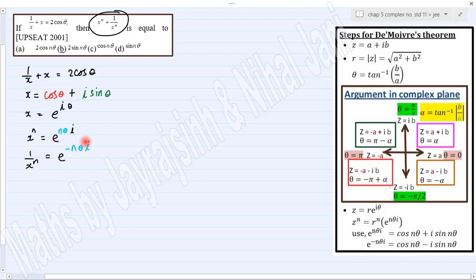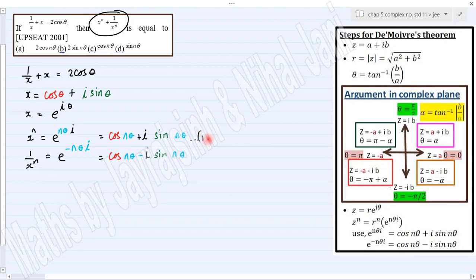1 by x raised to n will be e raised to minus n theta i. Now, before we go for the summation, let's simplify into the polar form. This e raised to n theta i can be rewritten as cos angle, which is n theta, plus i times sine angle. Similarly, 1 by x raised to n can be rewritten as cos angle, but cos is even function, so it will be plus n theta. Here we'll get minus i sin n theta.